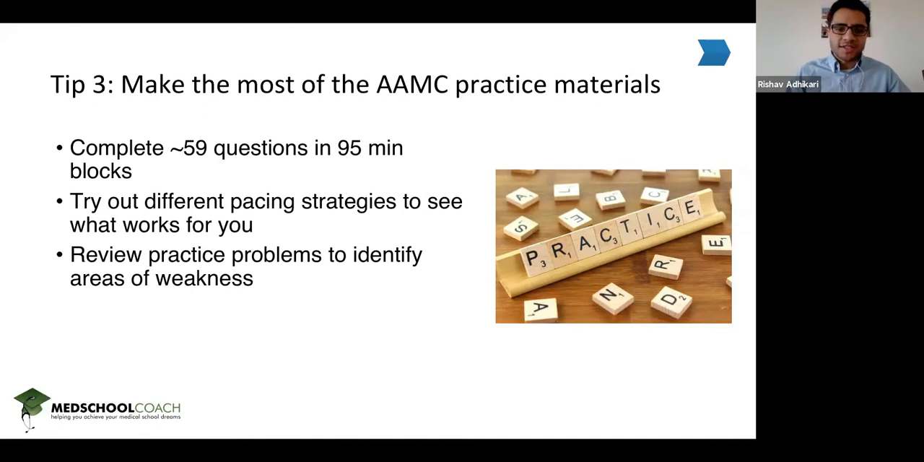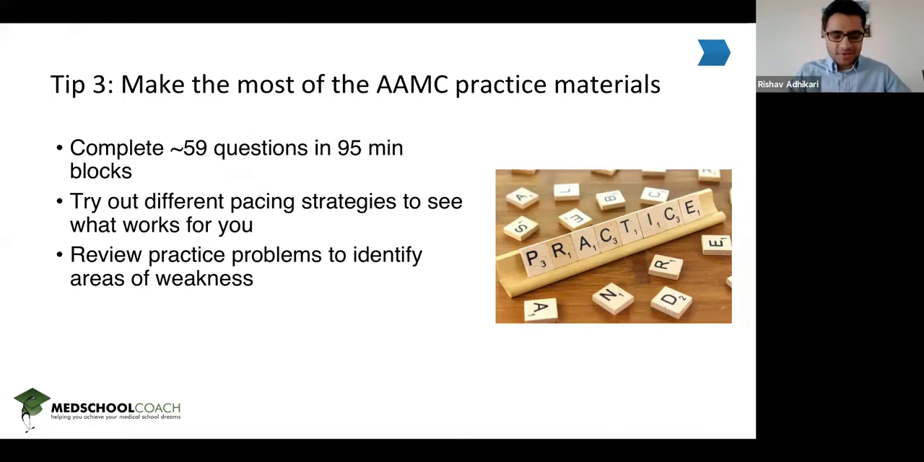And so something I'd suggest is that when you're studying, try to complete 59 questions at a time and give yourself about 95 minutes to do those questions. So this is representative of a standard Biochem section on the MCAT. Some students will do a passage, and immediately after the passage, go back and review the passage, and then do the next passage, and immediately after that passage, review that passage.